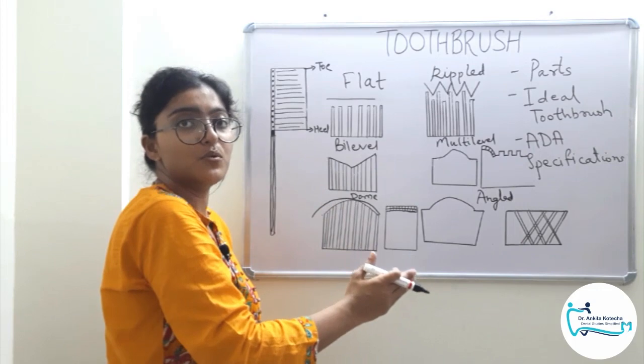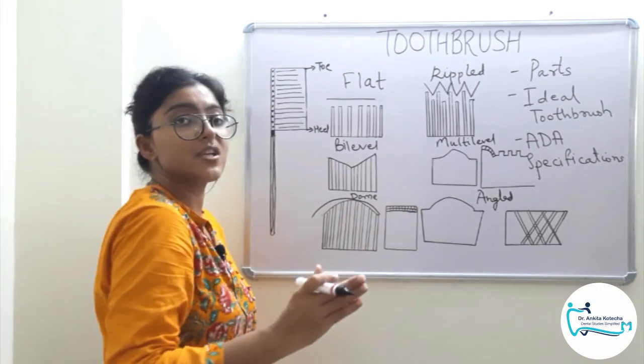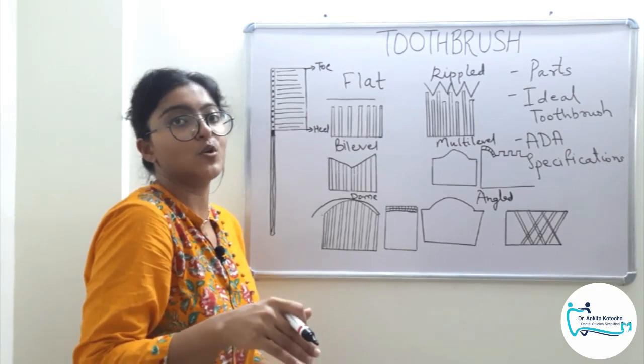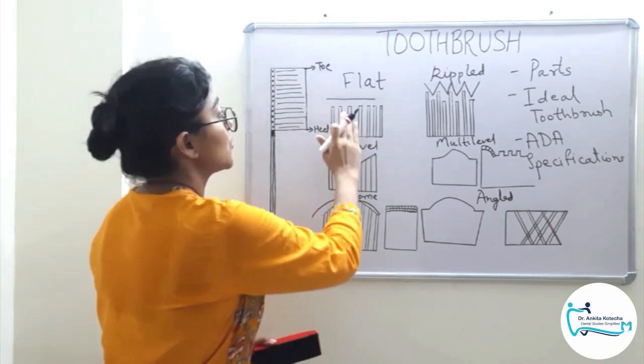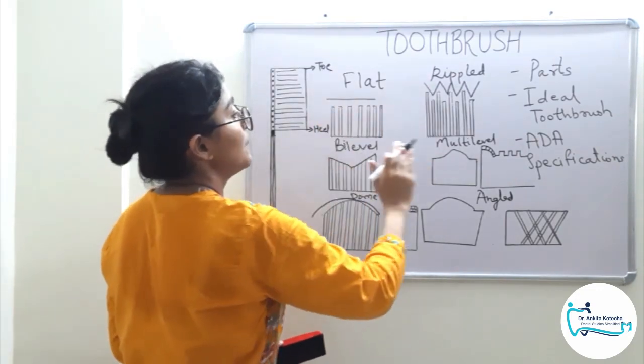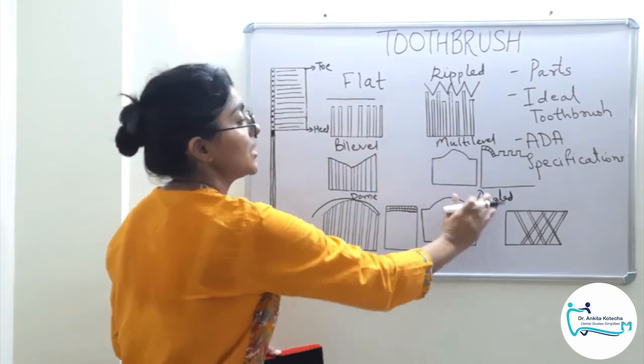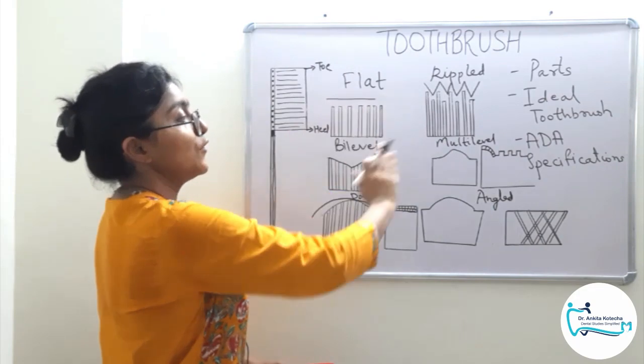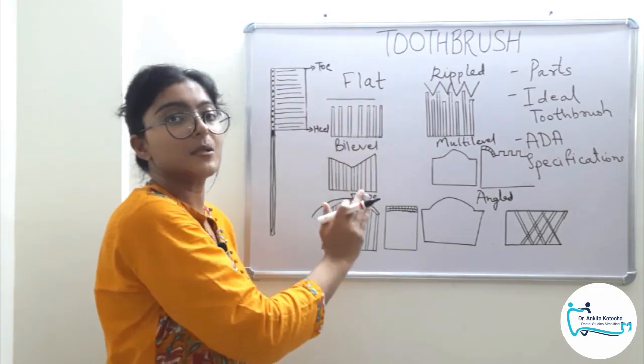Just to name a few, there are many more. I will attach a reference image of more variations in the description box below for your better understanding. So there are flat, rippled, bilevel, multi-level, dome-shaped and angled. So these are the parts of the toothbrush and few of the variations of the bristle plane.